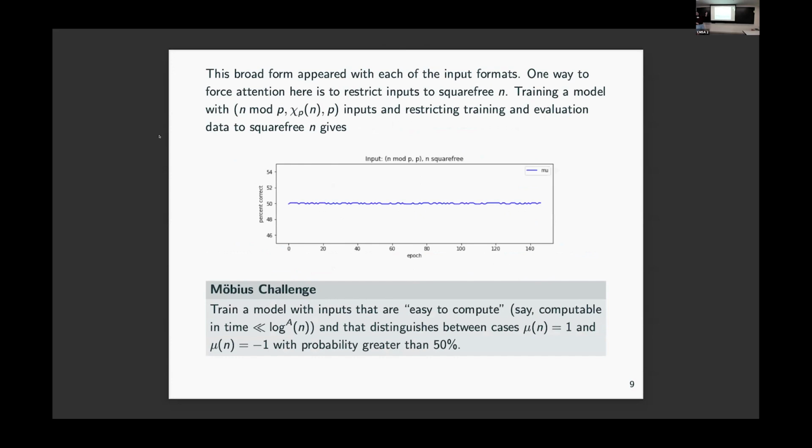Oh yes, so first, what if I take away the option of being 0? I force it to predict either plus 1 or minus 1.